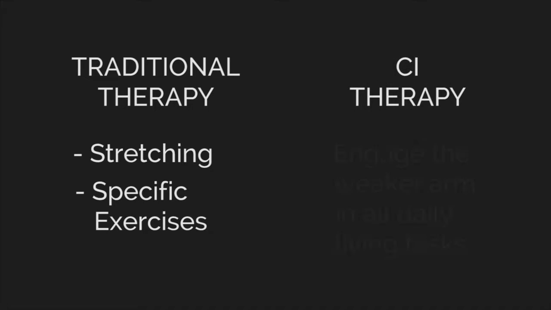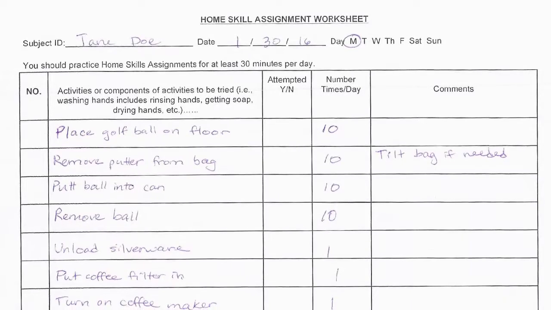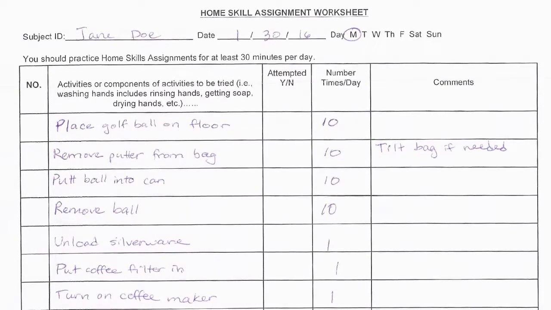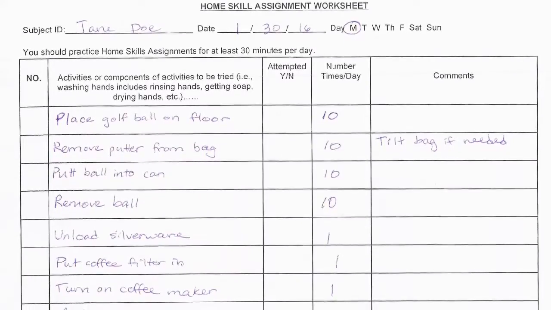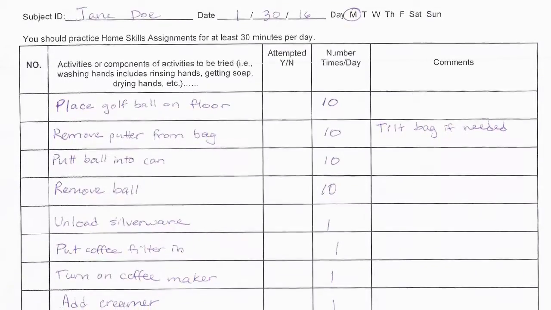Another important way that CI therapy differs from traditional therapy is the type of homework that the client is asked to complete. In traditional therapy, clients are often given homework such as stretching or specific exercises to do. In CI therapy, the homework is to engage the weaker arm in all daily living tasks. In addition to this, the client is asked to select 10 activities of daily living that they will practice for at least 30 minutes prior to the next therapy session. At least a few of these tasks should be challenging.